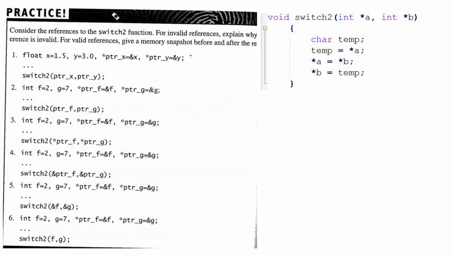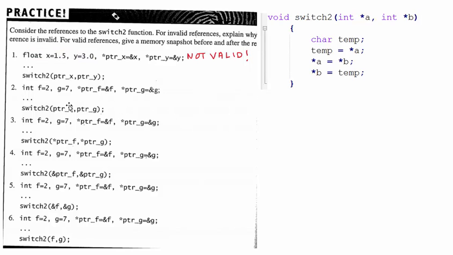So the answer is not valid, but why? It's not valid because of the wrong data type. If you look at my switch2 function that I've declared, it's expecting a pointer to an integer. So I cannot use this function if my values are floats. So good example. I like this example. I like this whole practice problem. Okay, so that's why that one's not valid.